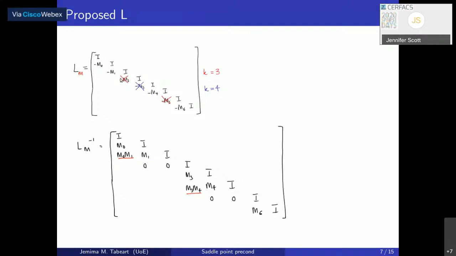So I'm just going to replace this with 0. And then again, I'm going to keep the next two, replace this with 0, and keep going. And I can change my parameter. So if k is 4, that's blue. I keep the first 3, and then I throw away the fourth one.